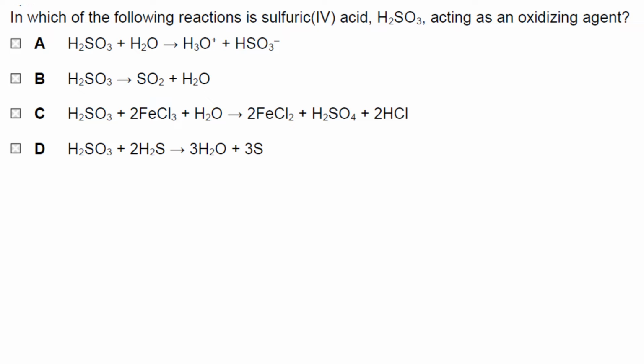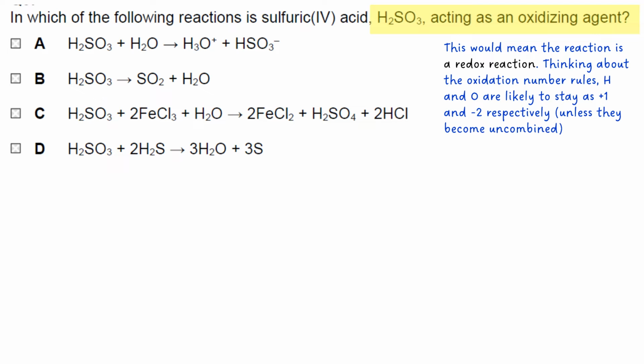This is our question you need to think about. So it asks you, in which of the following reactions is sulfurous acid, H2SO3, acting as an oxidizing agent? So remembering what we've just mentioned, first of all, it means it has to be a redox reaction. So thinking about the oxidation number rules, H and O are likely to stay as +1 and -2 respectively. So we're really looking at sulfur.